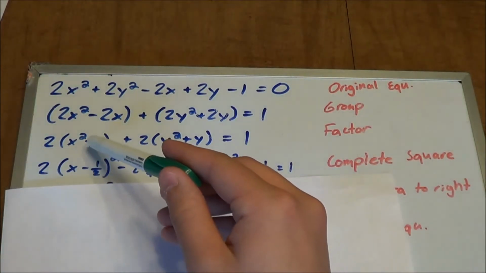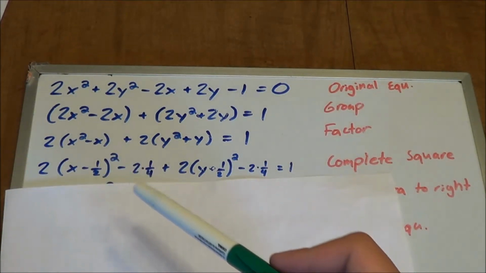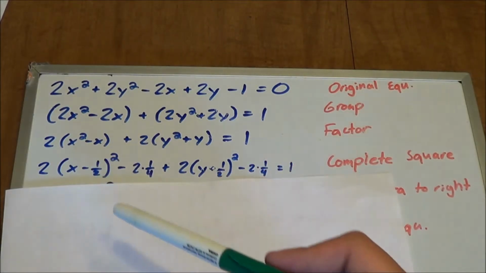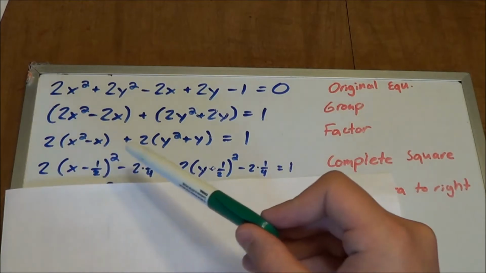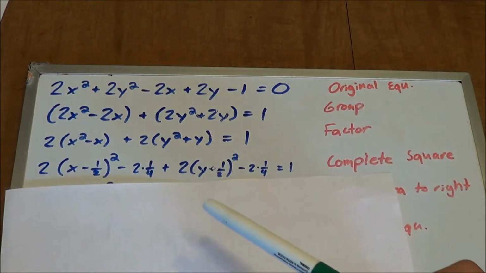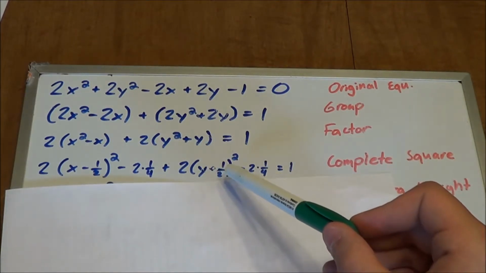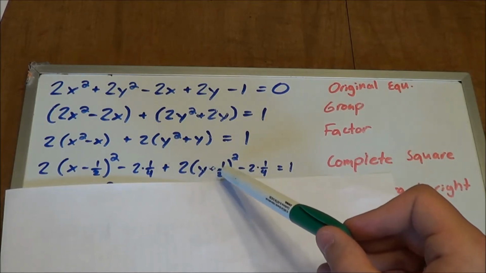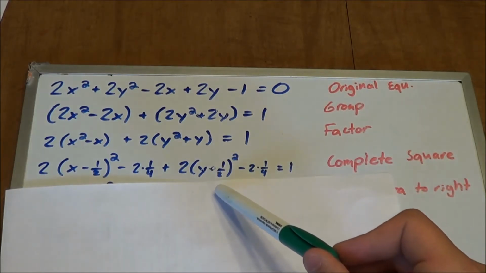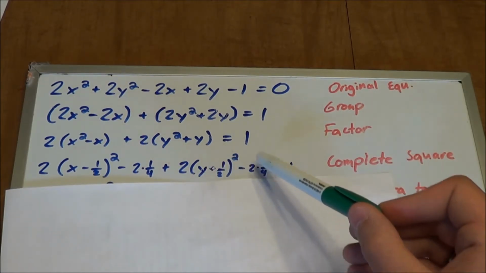Half of negative 1 is 1/2, so this becomes x minus 1/2 squared. The extra would normally be 1/4, because that's 1/2 squared, but it's being multiplied by 2, so the extra is actually going to be 1/2. Now over to the y. Half of 1 is positive 1/2, so it would be y plus 1/2 squared. Again, the extra should be 1/2 squared, but it's being multiplied by 2, so it's going to be 1/2.